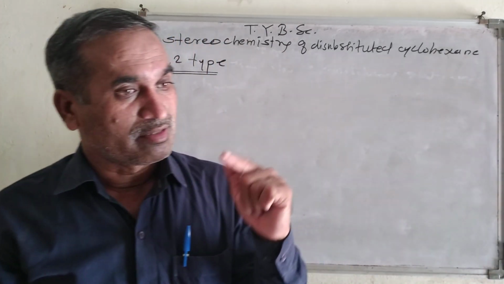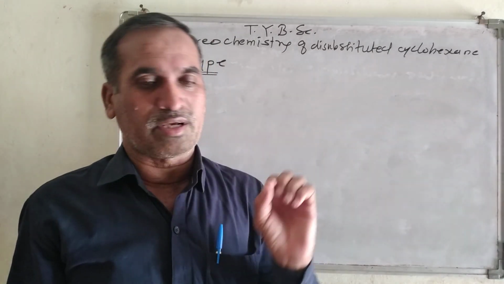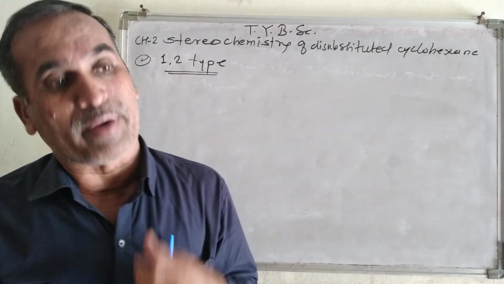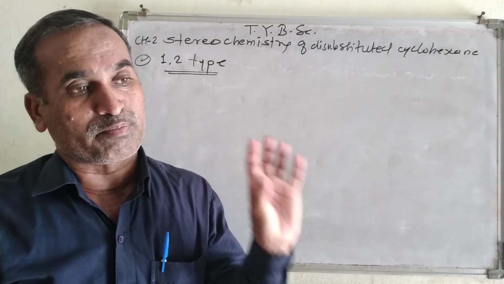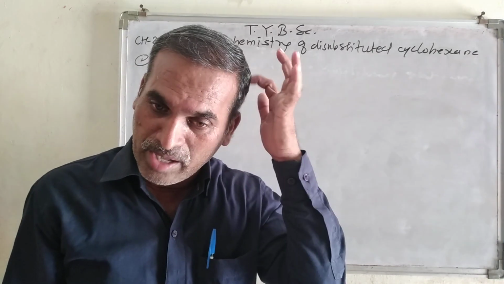That's it. And the third one, what is that? Conformational isomerism. In conformational isomerism, we have seen A and B are two conformational isomers. There is a process, because we have considered only the chair conformation.